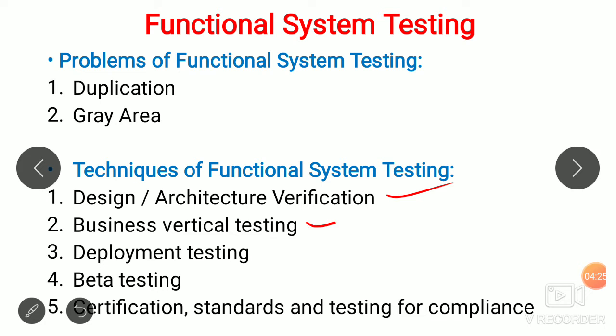Next, second one is business vertical testing. General purpose products like workflow automation systems can be used by different businesses and services. Using and testing the product for different business verticals such as insurance, banking, asset management, and verifying the business operations and usage is called business vertical testing. See here, using and testing the product and verifying the business operations and usage is called business vertical testing.